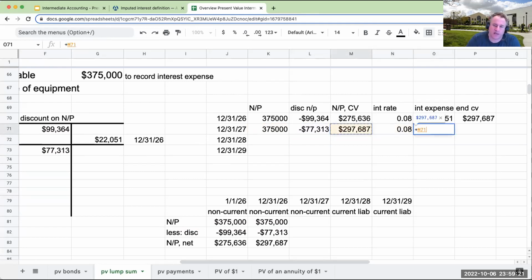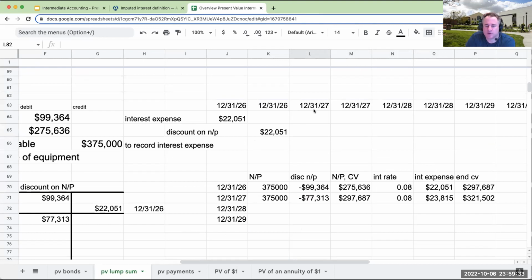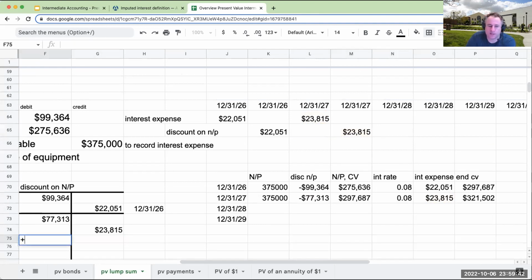My interest rate is at 8%. So over here, this is going to be 23,815. My ending carrying value is going to be 321,502. So my note payable over here is at 375. My interest expense, 23,815. I'm crediting the discount over here for 23,815.